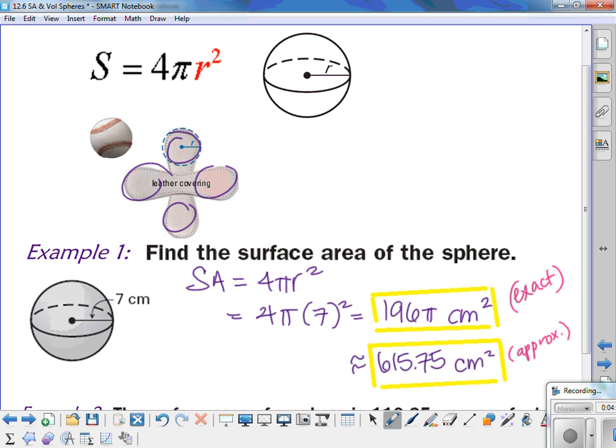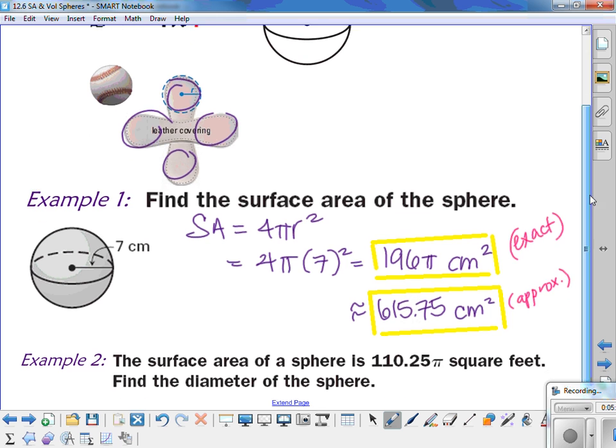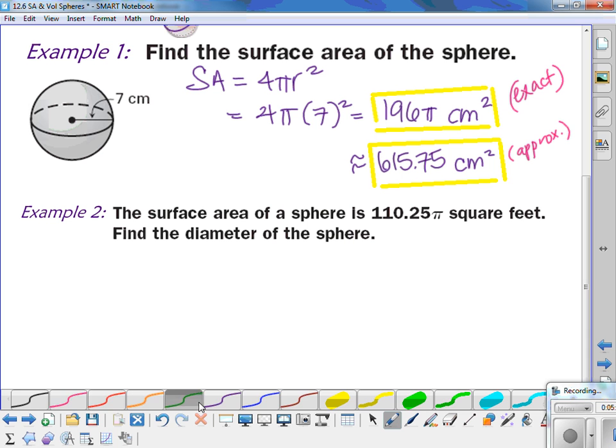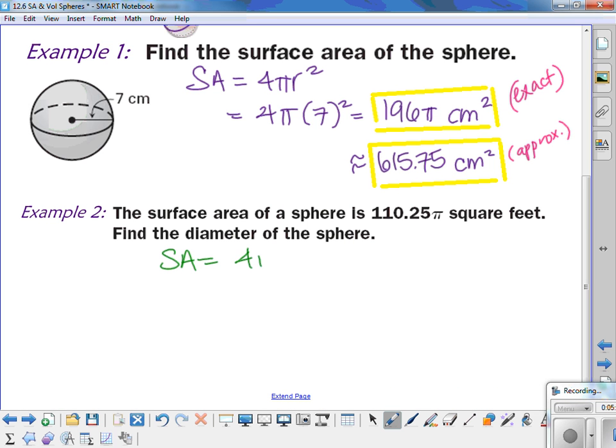Looking at another example: the surface area of a sphere is 110.25 pi square feet. Find the diameter of the sphere. So for this one, we have to work backwards. We plug in what we know, solve for what we don't know. So using that the surface area is equal to 4 pi r squared, I know my surface area is 110.25 pi, and that's going to equal 4 pi r squared. So first I'll find the radius, and then I'll be able to figure out the diameter from there.